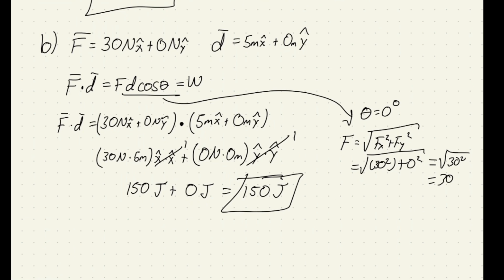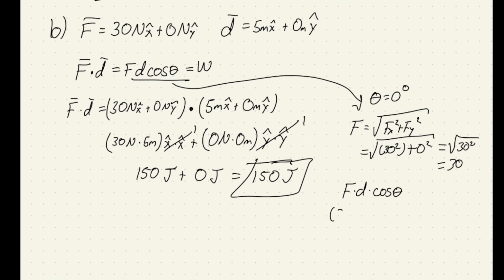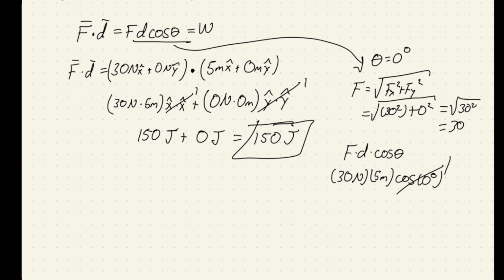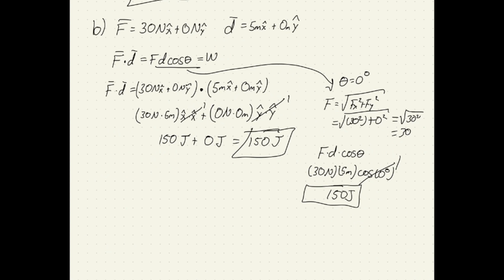And so I take my force times my distance times cosine of the angle between them, theta. The force is 30 newtons, the displacement magnitude is 5 meters, and then cosine of 0 degrees, which is 1. 5 times 30 is 150 joules, and we get the same answer. Awesome. So that's two different ways you can calculate this, and depending on the notation you're given for your vectors, one of them is going to be easier than the other.